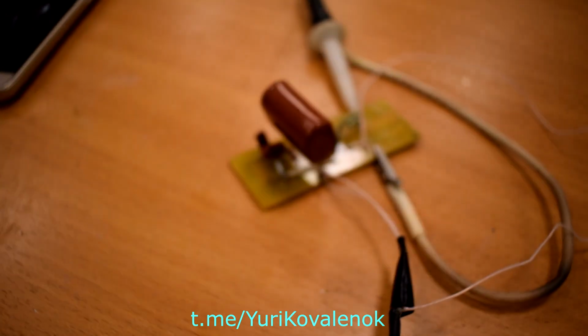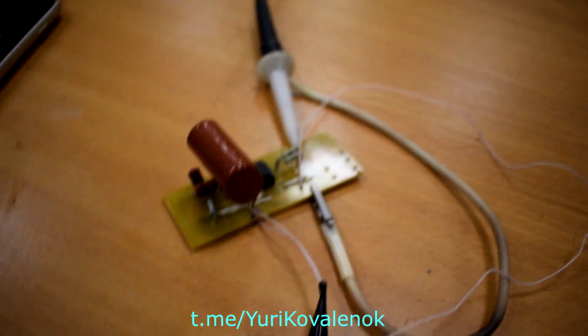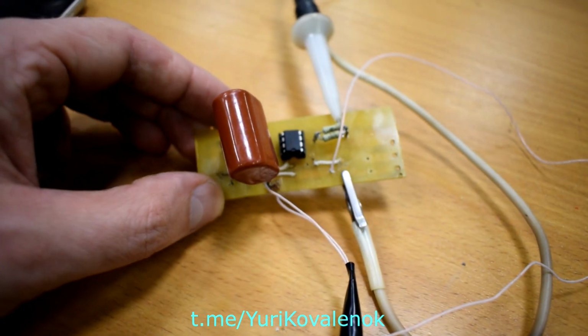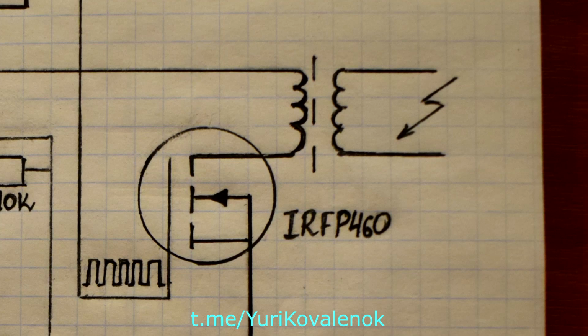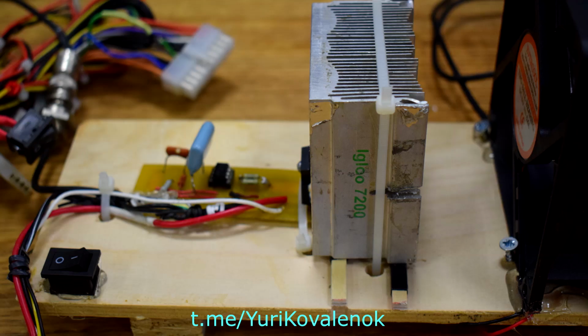Half the sound is formed after all. Let's look at the diagram again. And so there is a field effect transistor in the DC circuit. A sequence of rectangular pulses from the NE555 chip enter the gate of the field effect transistor. As a result, we create a short circuit current in the primary winding of the transformer for a short time.